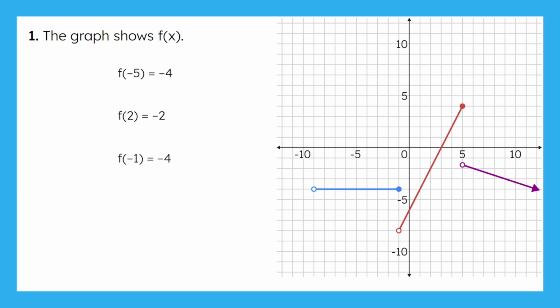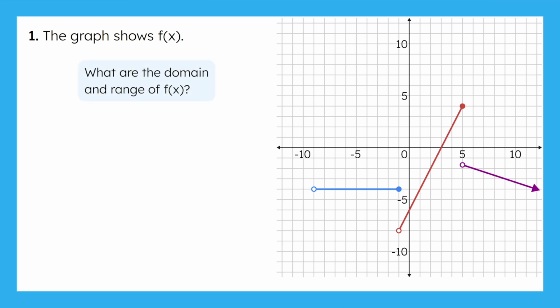Using that same approach, what's f of 5? Exactly, it's 4, since there's a closed circle at 5, 4. One more. What's f of -10? In this case, we'd say that f of -10 is undefined, because the function does not exist when x is -10. All right, let's move on to some other features of the graph.